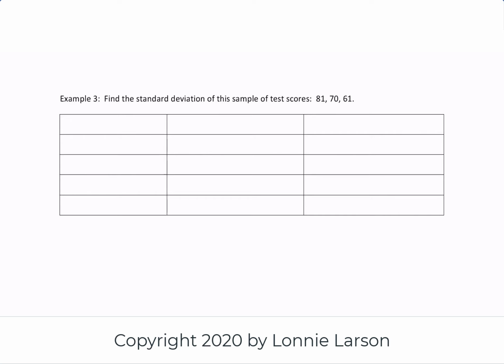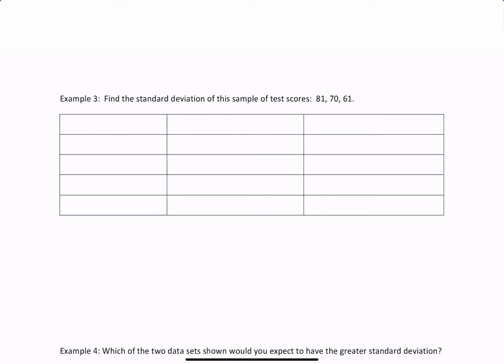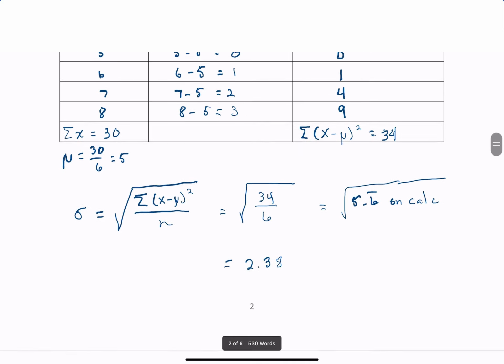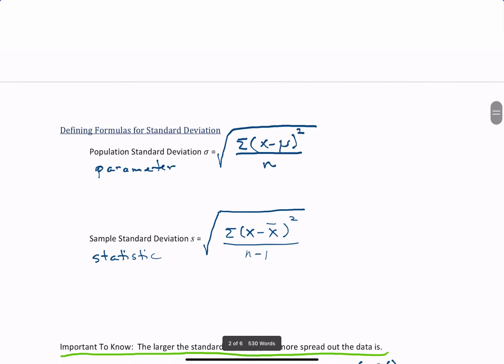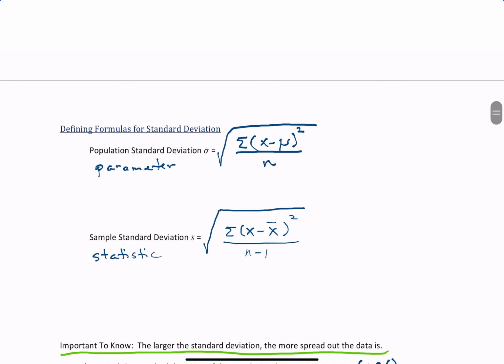Example 3. Find the standard deviation of this sample of test scores, 81, 70, and 61. Notice this word sample. That tells us that we are not going to use the population standard deviation formula. Rather, we are going to use the sample standard deviation formula. So let's give that a try.